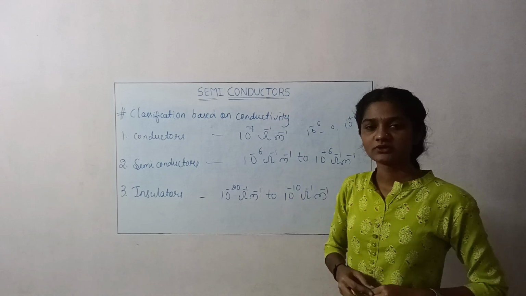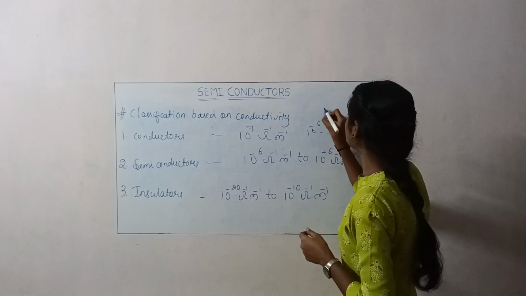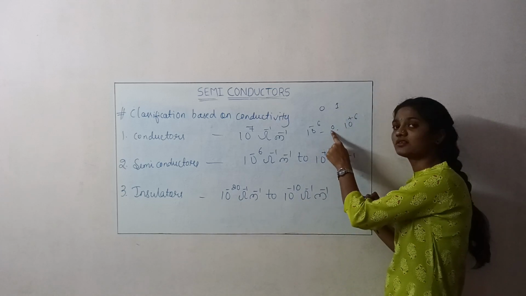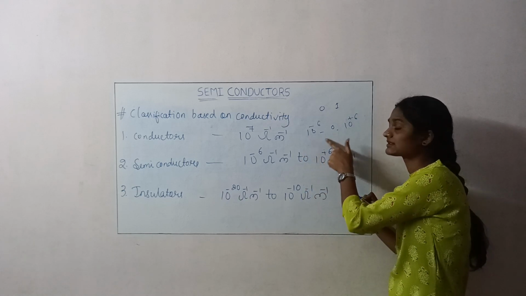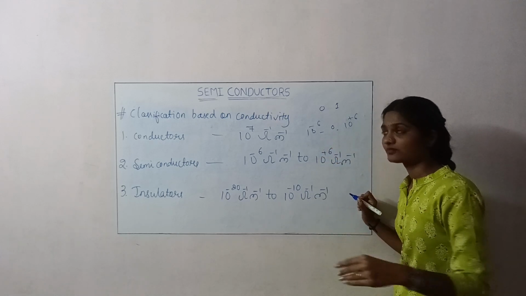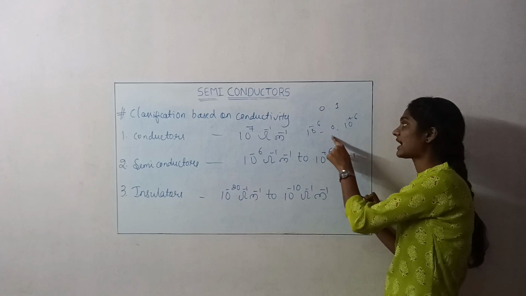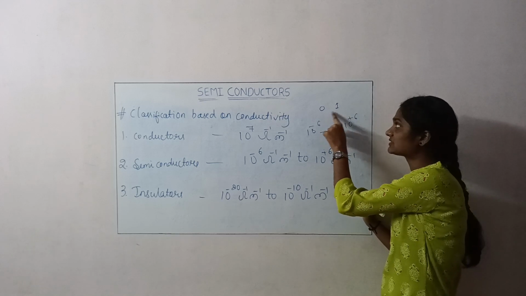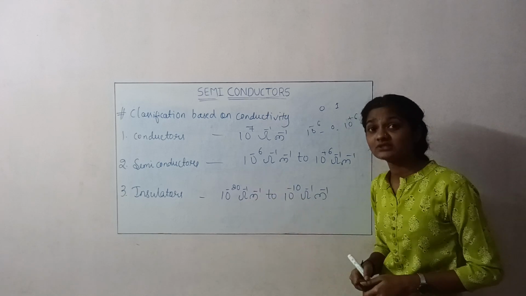Our computer reads binary language, it will only understand the binary language, that is 0 and 1. See here, in this range it will act like an insulator, meaning it will not conduct. In that case, it is in off state. Off state is represented by 0, and in this range it will act like a conductor, meaning on state, represented by 1. Only these two signals are read by the computer. So this is the beauty of the semiconductor.